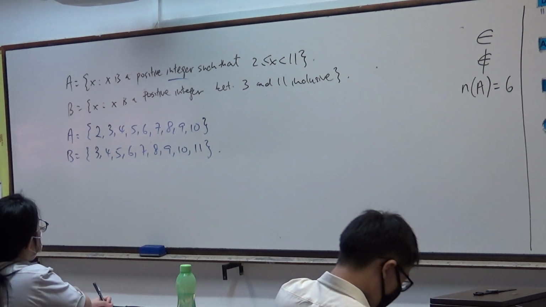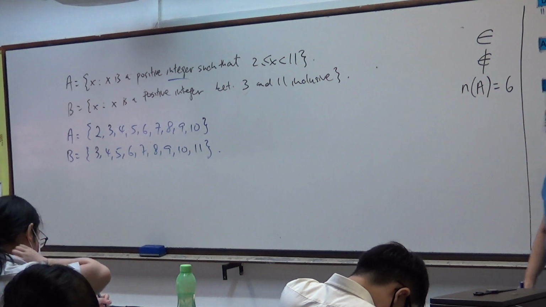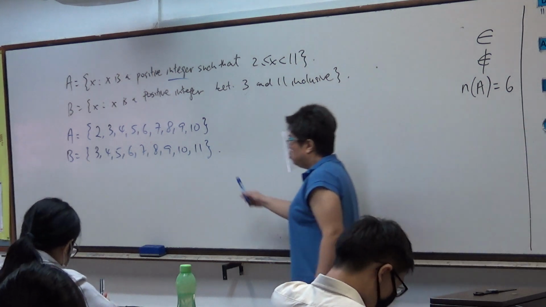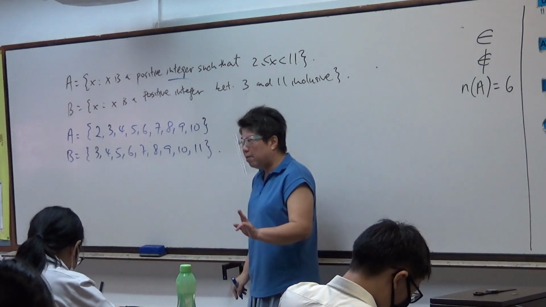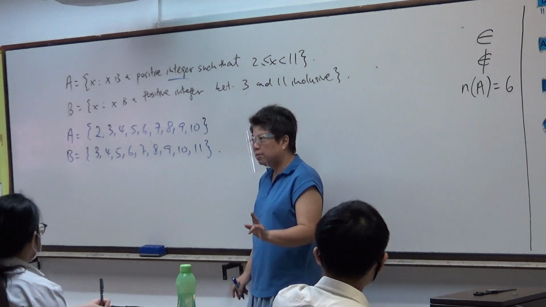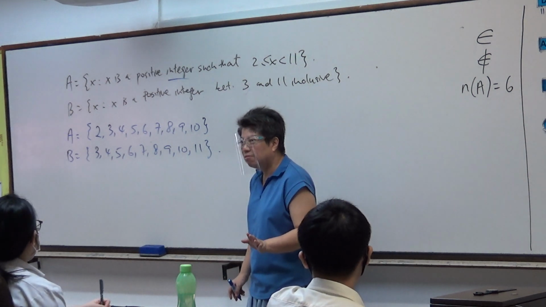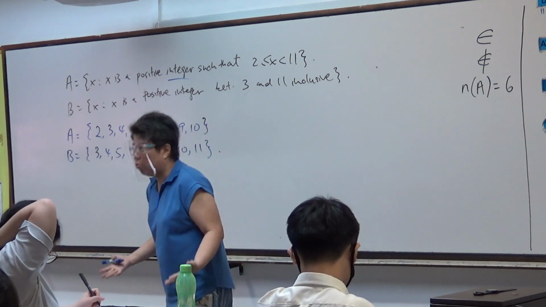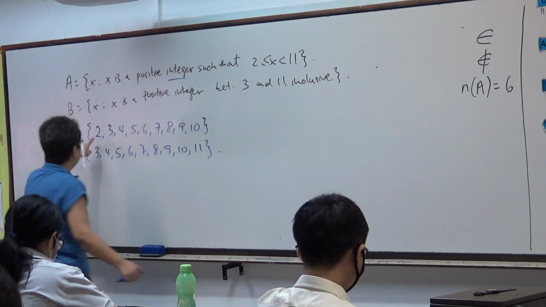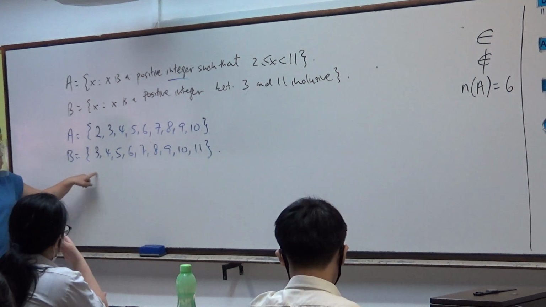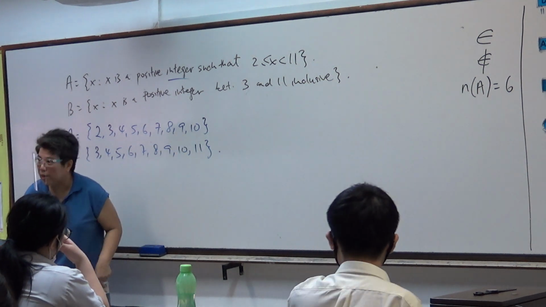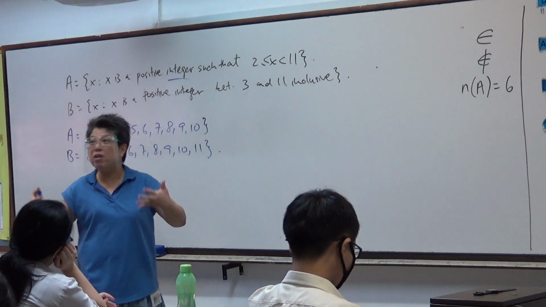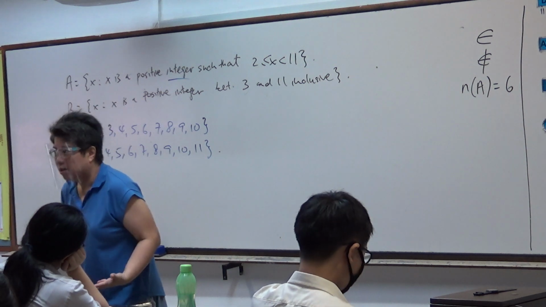Do A and B contain the same elements? Exactly the same elements? No. If they ask that, that means they are asking you exactly. The answer is no, because this one has 2, this one doesn't have. This one has 11, this one doesn't have. Understand? So they contain different elements. Understand what I'm talking about?